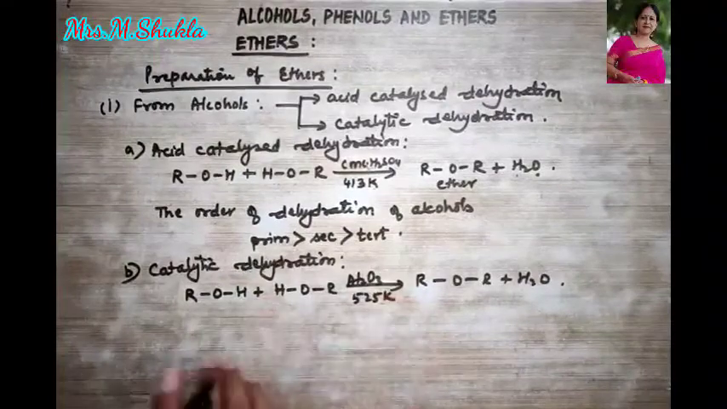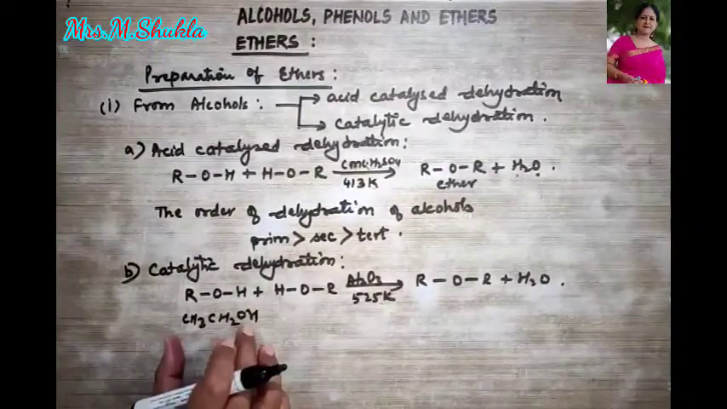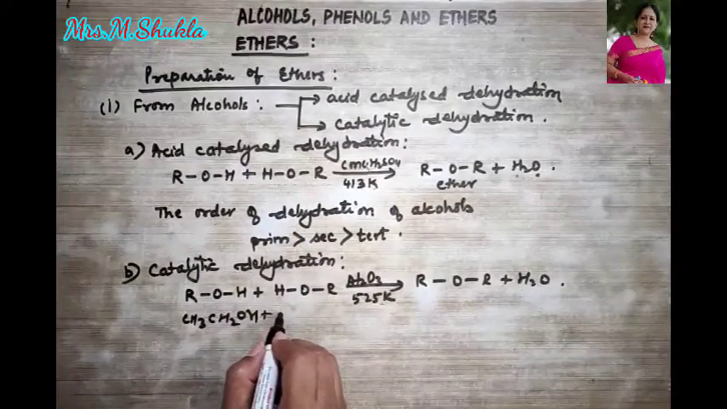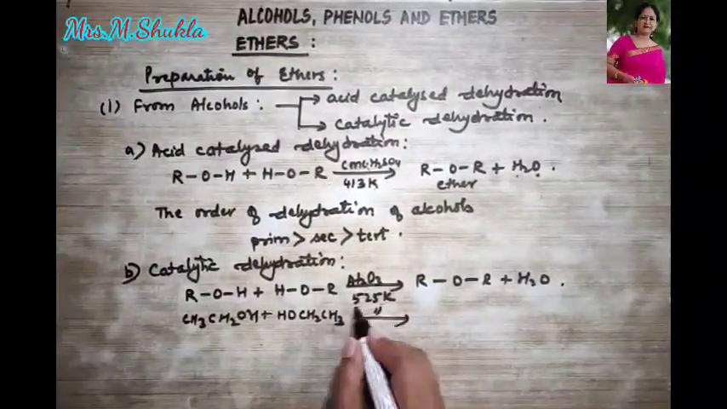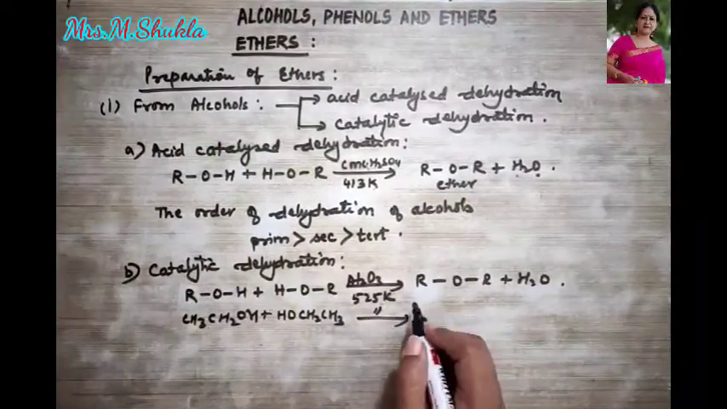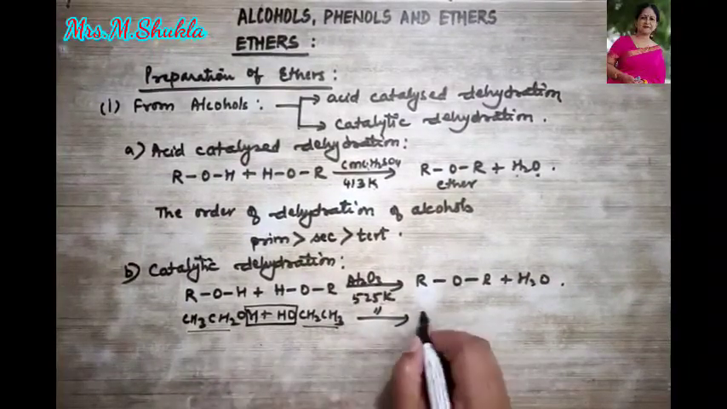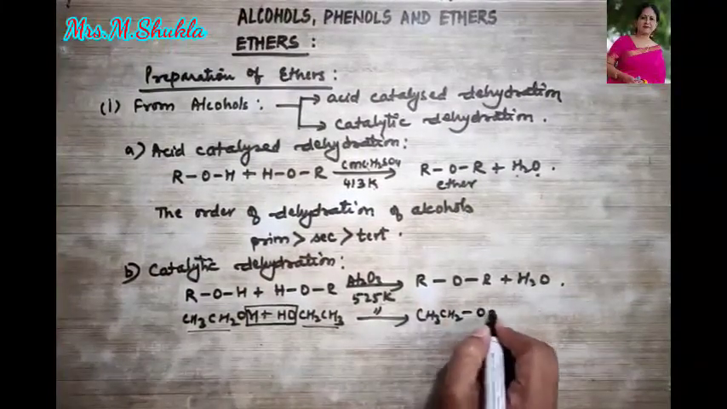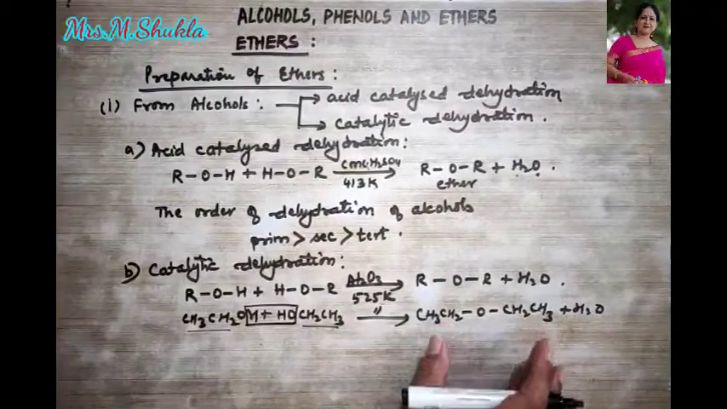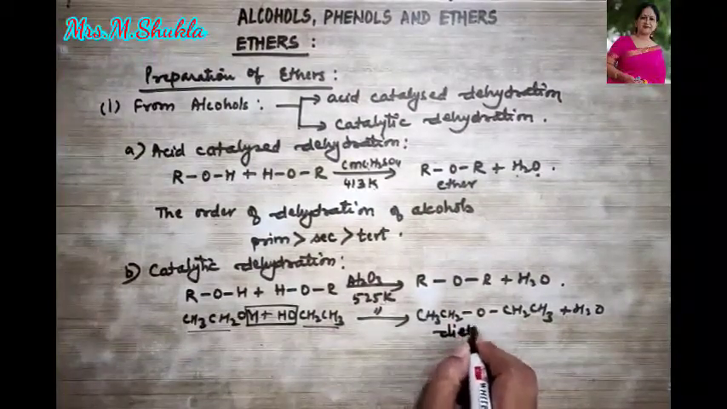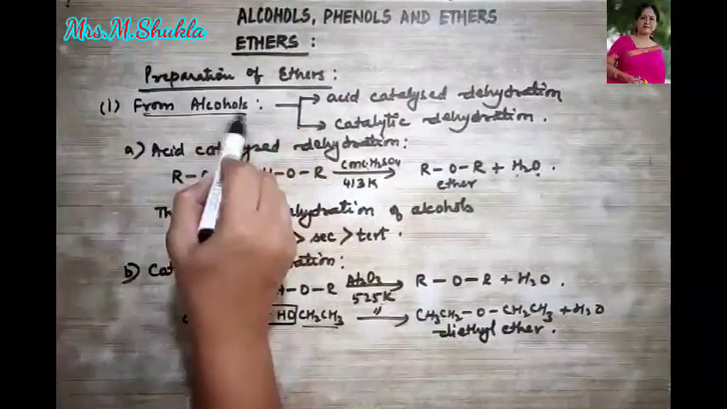Let's take an example. CH3CH2OH, so we take 2 molecules of this alcohol, plus HOCH2CH3. In the presence of aluminium oxide at 525 Kelvin, what am I going to obtain? Now see, this and this are the same, and water is formed. So it forms CH3CH2OCH2CH3 plus H2O. Since both the alkyl groups are the same, we name this as diethyl ether. Clear? So this was the preparation of ethers from alcohols.